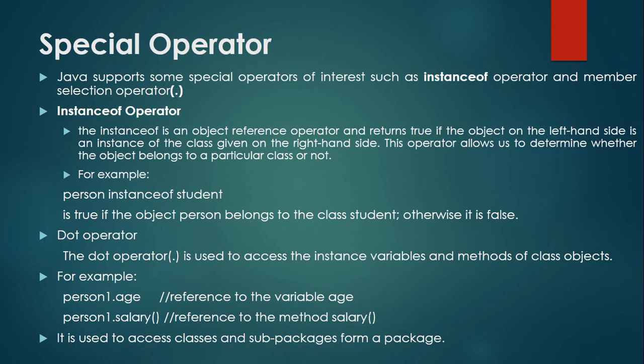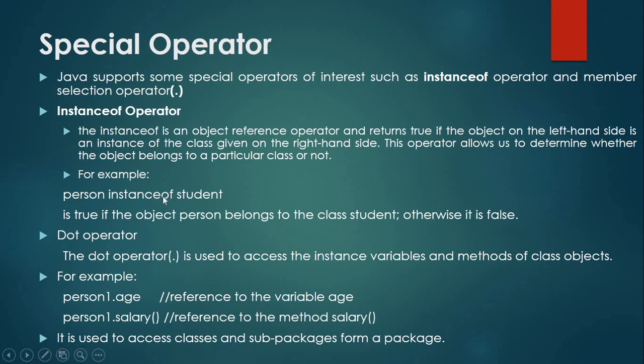Now special operators. Java supports some special operators. First is the instanceof operator and second is the dot operator. The instanceof operator is an object reference operator and returns true if the object on the left-hand side is an instance of the class given on the right-hand side. This operator allows us to determine whether the object belongs to a particular class or not. We will learn that by an example.